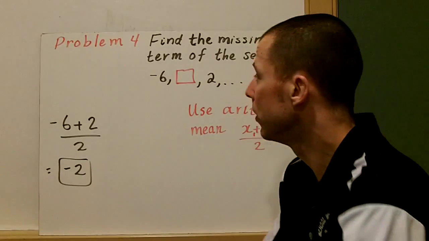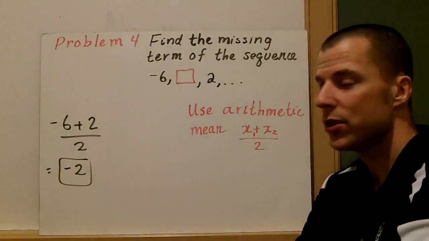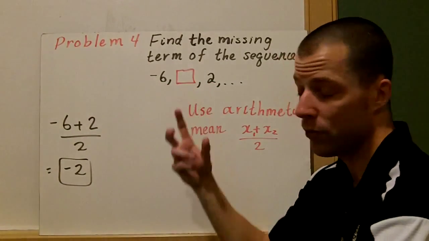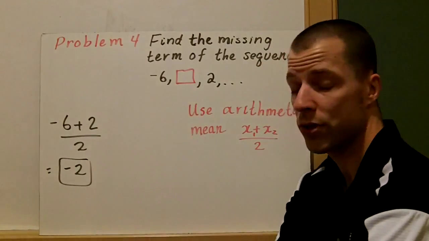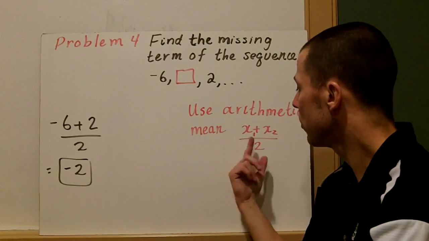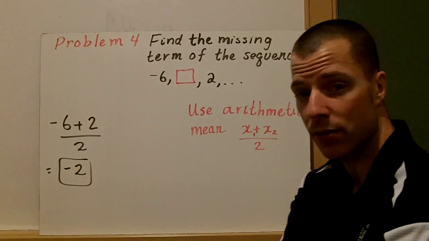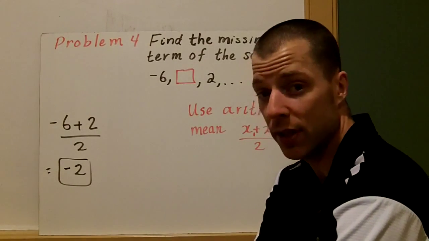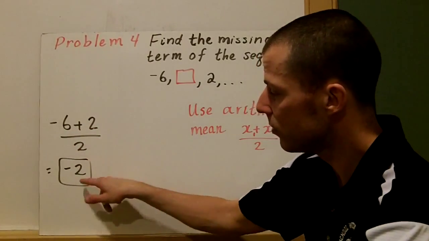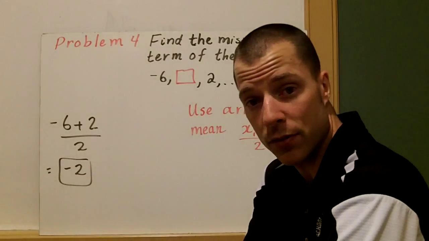Find the missing term. In this case, we're going to use the arithmetic mean. When you find the missing term, we have negative 6, blank, and 2. We're missing the value in the middle of these two. To do that, we're going to take the arithmetic mean, which is adding your two terms up and dividing by 2. You might say, well, that sounds like average. It is, it's an average. So negative 6 plus 2 divided by 2 equals negative 2. So that missing term is negative 2.